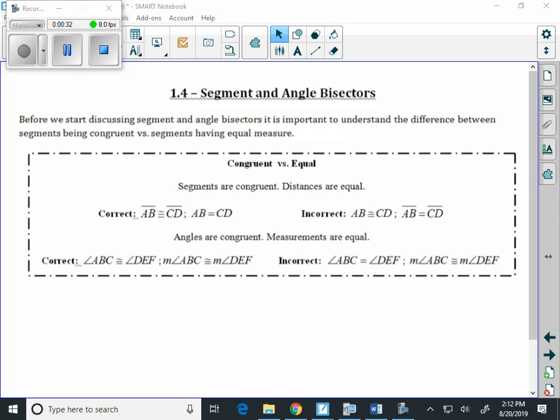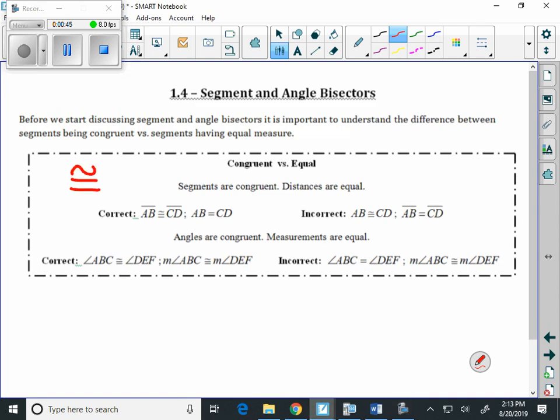So when we're talking about segments being congruent, we use this symbol, congruent, and it looks like an equals with a squiggly mark above it. That's how we denote congruent. We say segment AB is congruent to segment CD. If we're looking at the distances and actual length of it, we say AB is equal to CD.